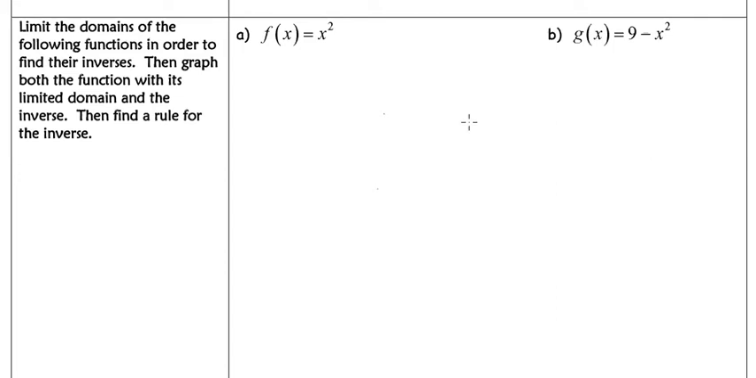All right, limit the domains of the following functions in order to find their inverses. Then graph both functions with its limited domain and the inverse. Find the rule for the inverse.